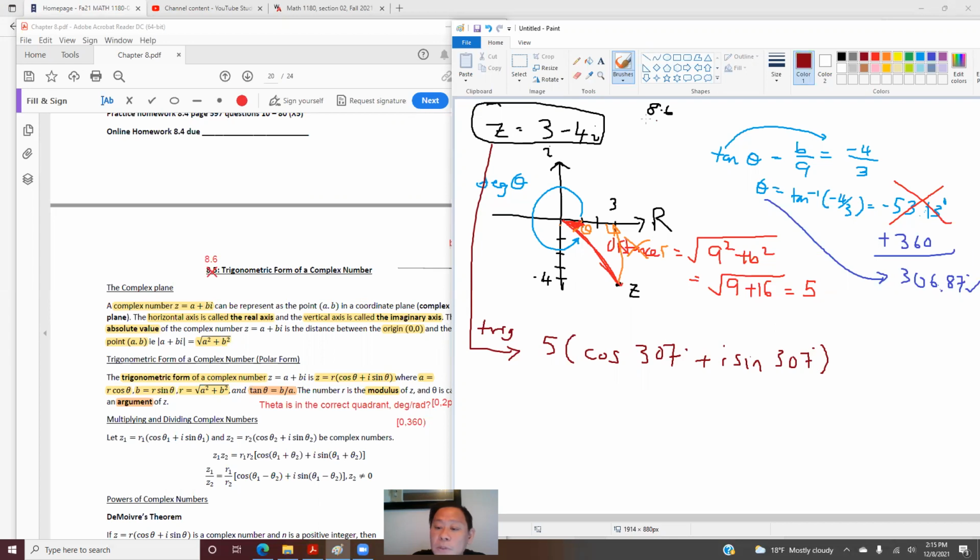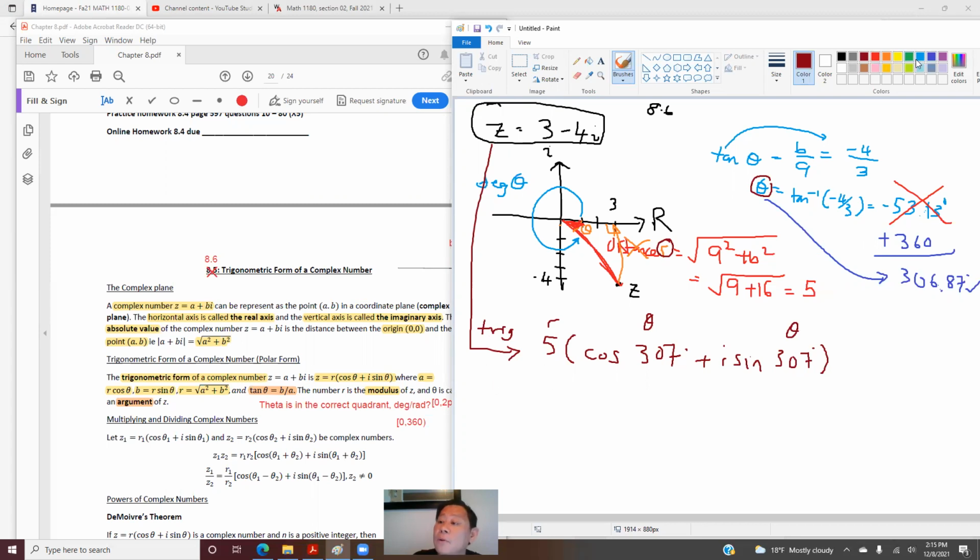So you have to figure out your r first and your theta. r is the distance, for theta you use the arctangent, and then you watch out for your quadrant. Once you finish, you put r cosine theta plus i sine theta, just plug it back into the formula here. And that will be your complex to trigonometry.